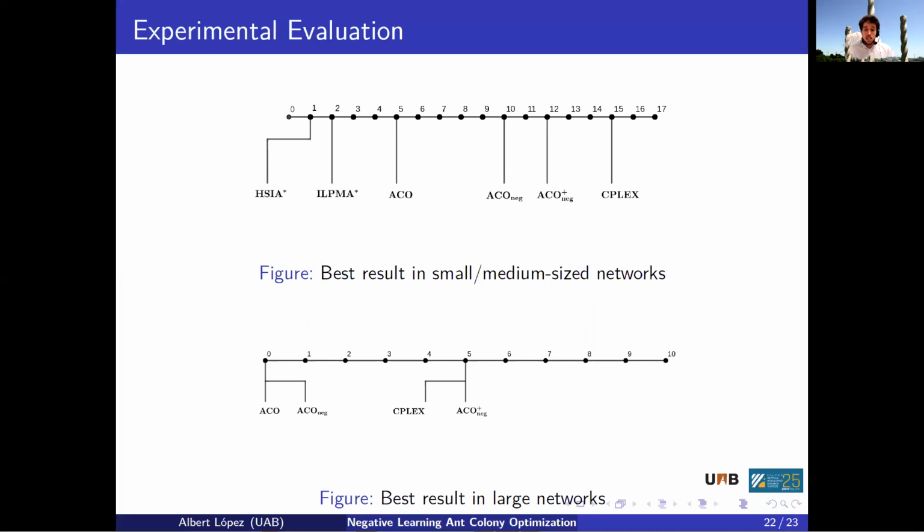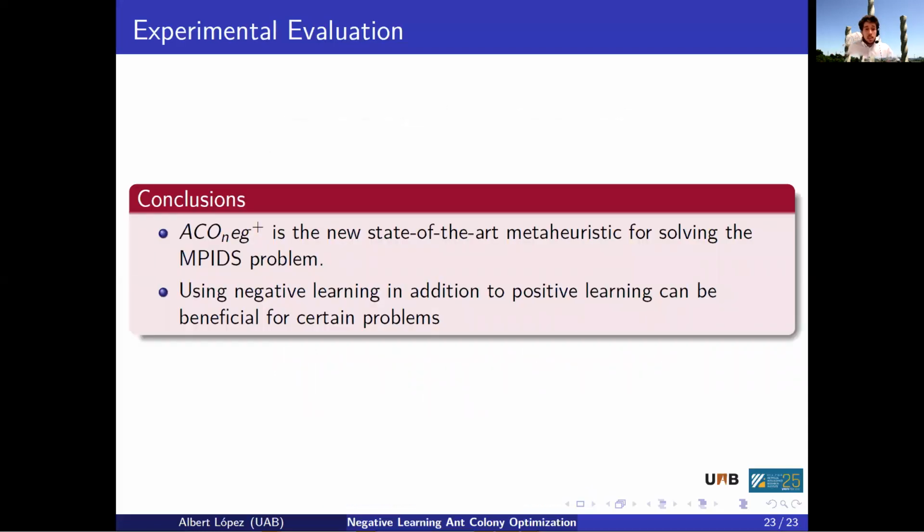In some cases simplex performs better, but in some cases where simplex cannot solve, ours gives a good enough solution. To end, the conclusion is that ACO negative is the new state-of-the-art heuristic method for solving the MPIT problem, and negative learning proves useful in solving certain problems.